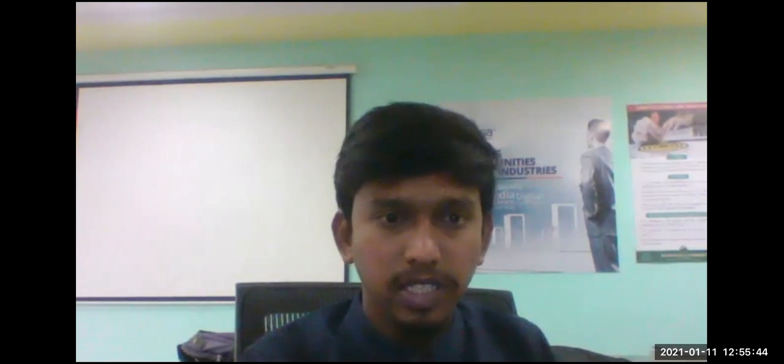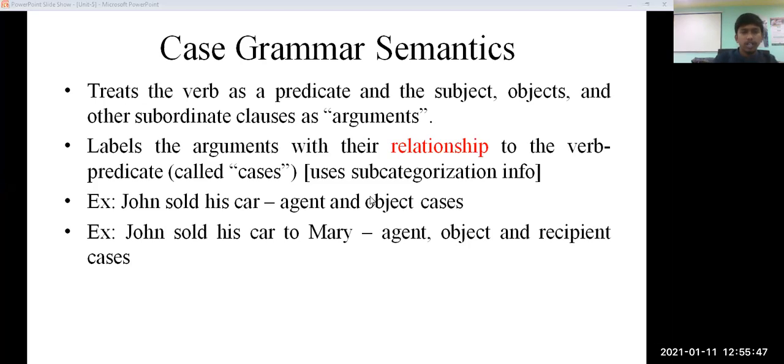One minute, I'll just share my screen. According to Fillmore's grammar, it treats the verb as a predicate, and the subject, objects, and other subordinate classes as arguments. So you have two things here: the predicate and the arguments. It labels the arguments with their relationships to the verb predicate, called cases. The name case grammar is given because it labels the arguments. Arguments include subjects, objects, and other subordinate clauses with their relationship to the verb predicate.